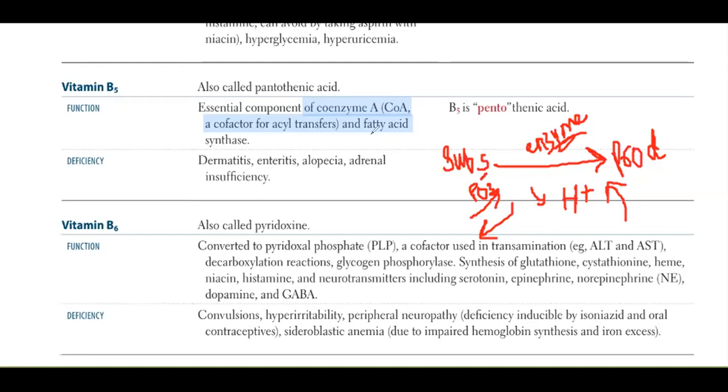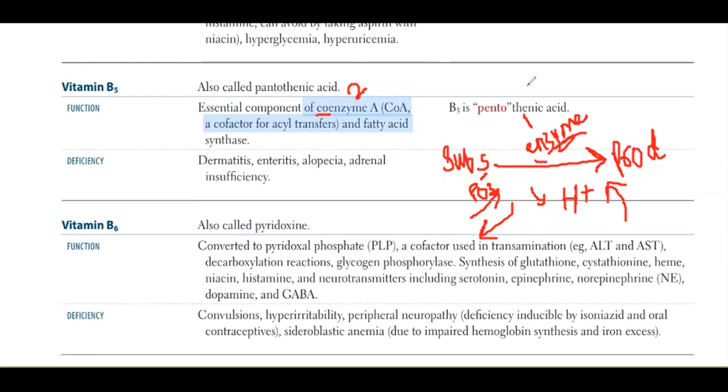Now, what is a coenzyme? What is a coenzyme? Let's take it as a person. Let's take the enzyme as one person and the coenzyme as another person. So a coenzyme is that person that is helping this enzyme to function.